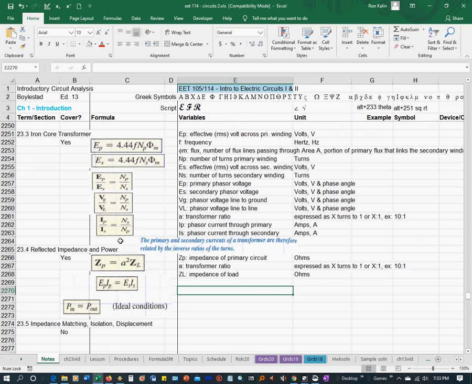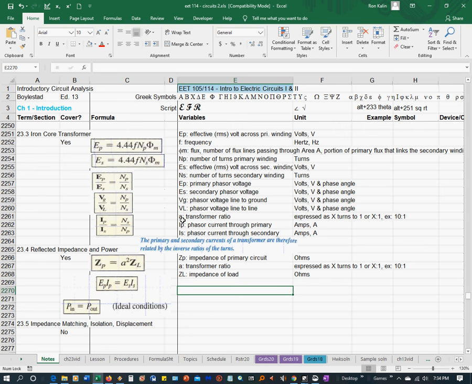Now, the current has an inverse ratio. I sub P divided by I sub S equals NS divided by NP. That's the phasor current through the primary is IP, and IS is the phasor current through the secondary, both in amps.